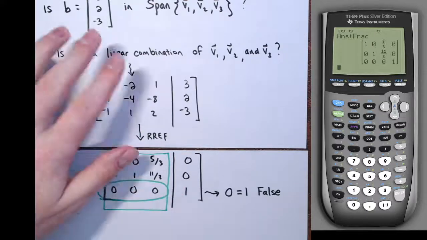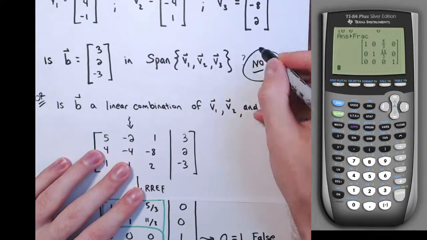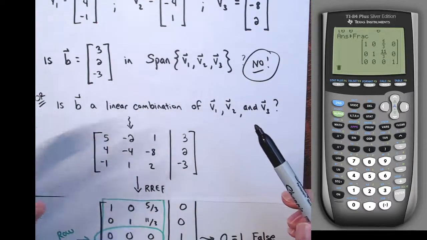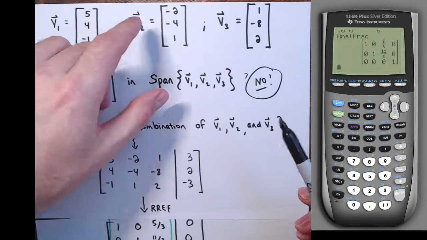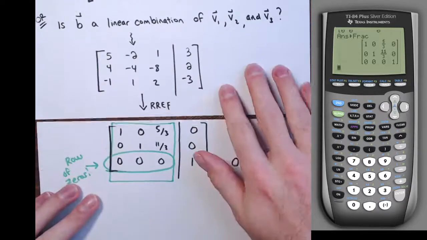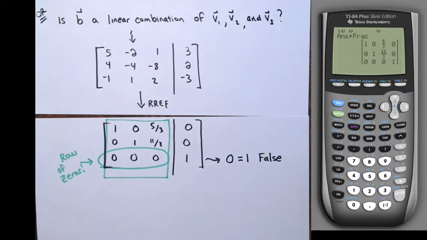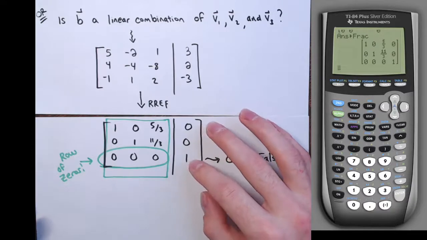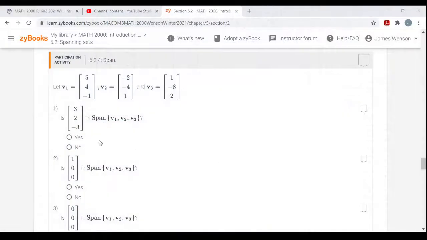So based on this, no. The answer is no. I cannot find, right? There are no scalars. There is no x1, x2, x3 such that x1 v1 plus x2 v2 plus x3 v3 is equal to b. This cannot happen. And again, you don't even need to do the right side here. If you put your coefficient matrix into reduced row echelon form, there's a row of zeros. I mean, again, it might work for one vector, but it's not going to work for all vectors, right? So back here, the answer is no.